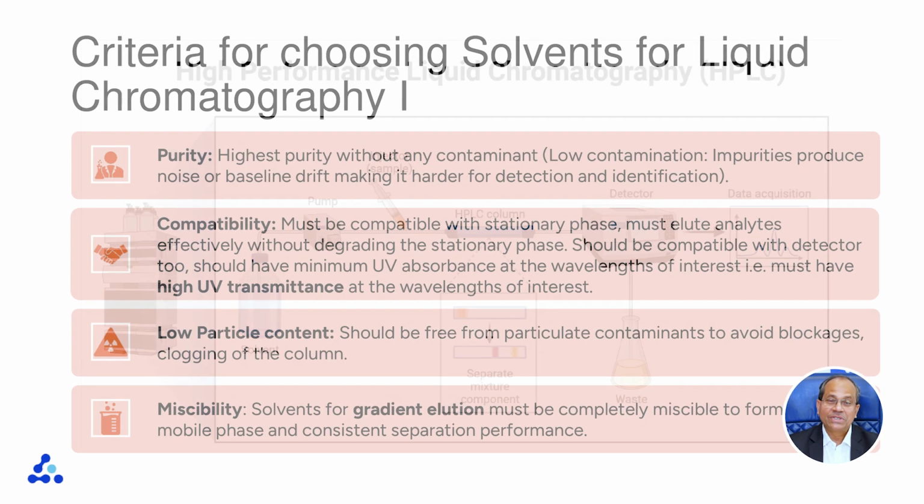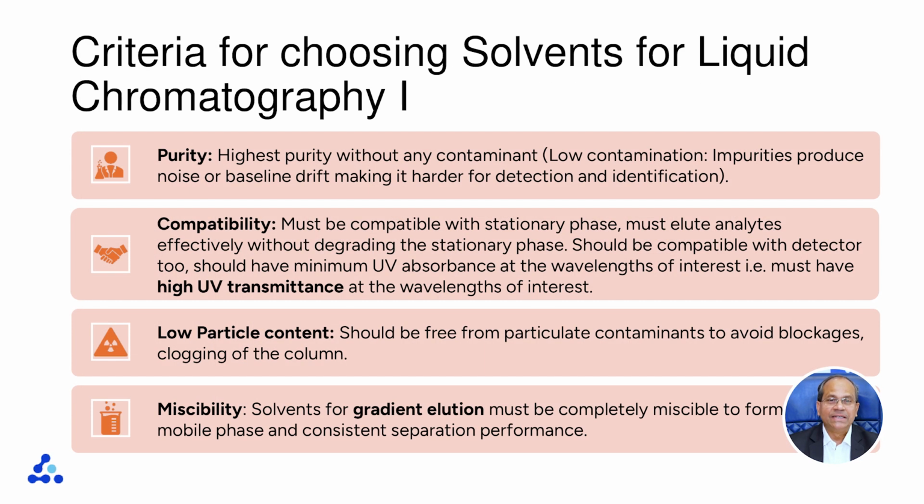The next and the most important point is, what are the criteria of choosing the mobile phase or a solvent? The first criterion is purity. The solvent must be of highest purity without any contaminant, so that it does not produce noise or baseline drift, and this is an important criterion for gradient elution program.